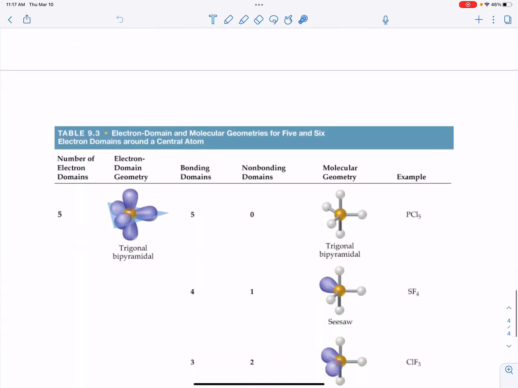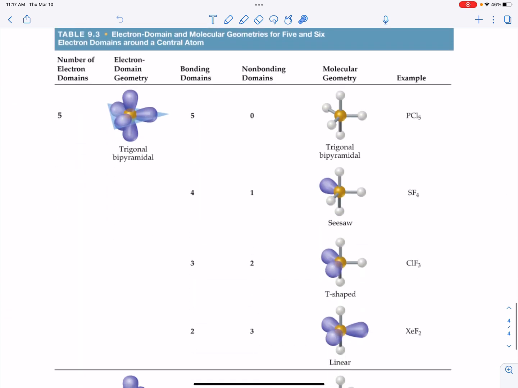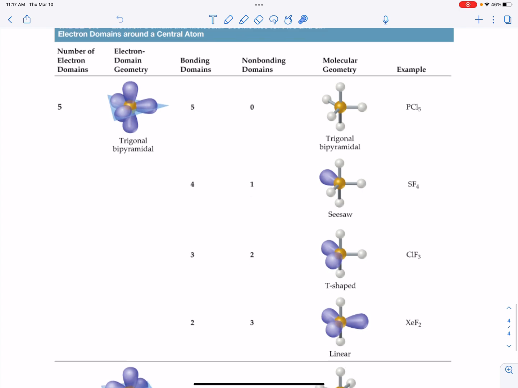You can keep going to the 5-domain version, trigonal bipyramidal, and you notice you get some more variation in the shapes.